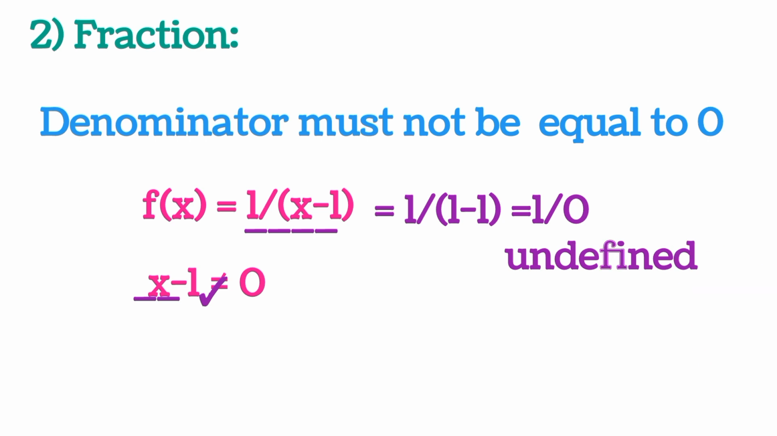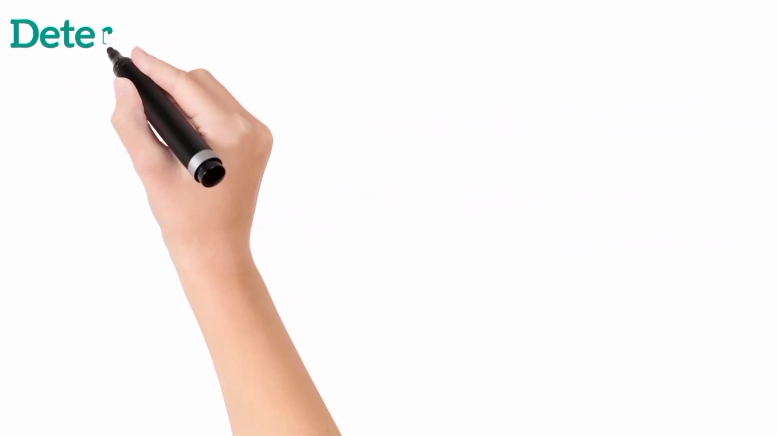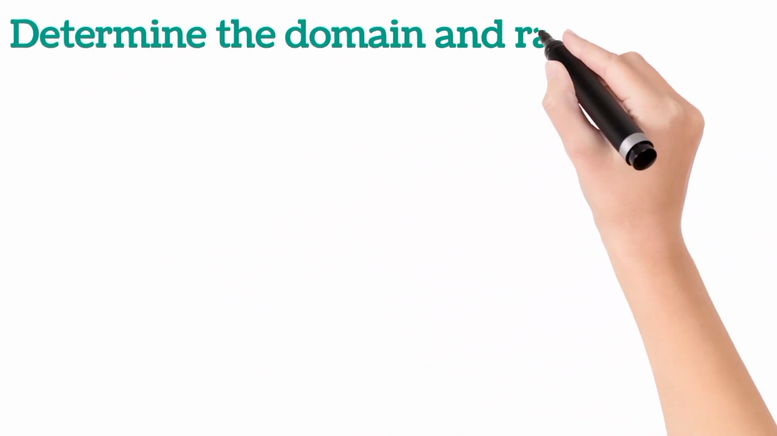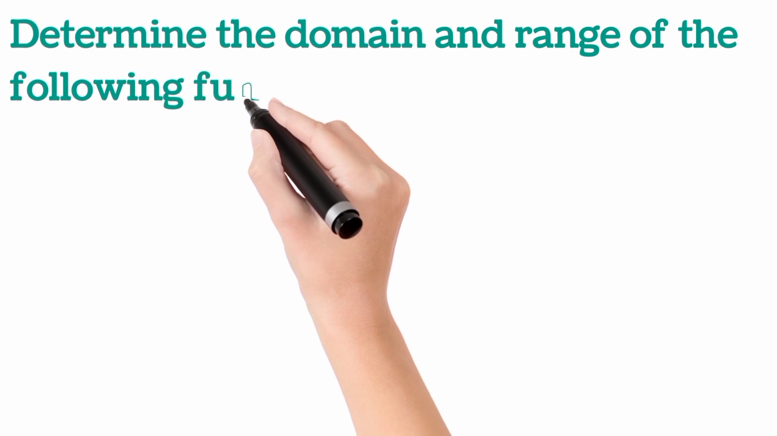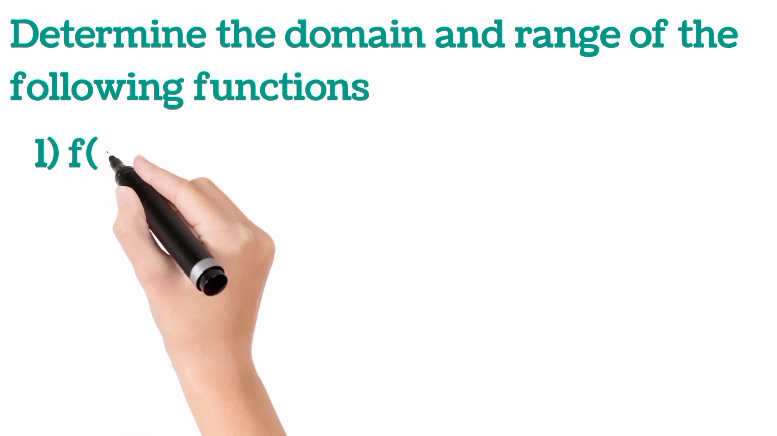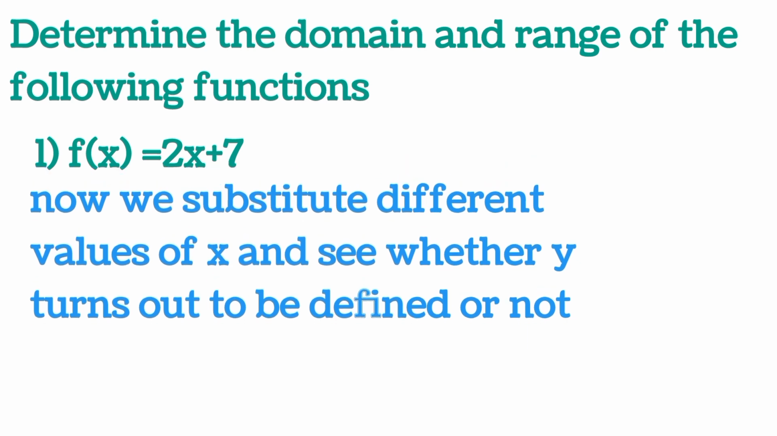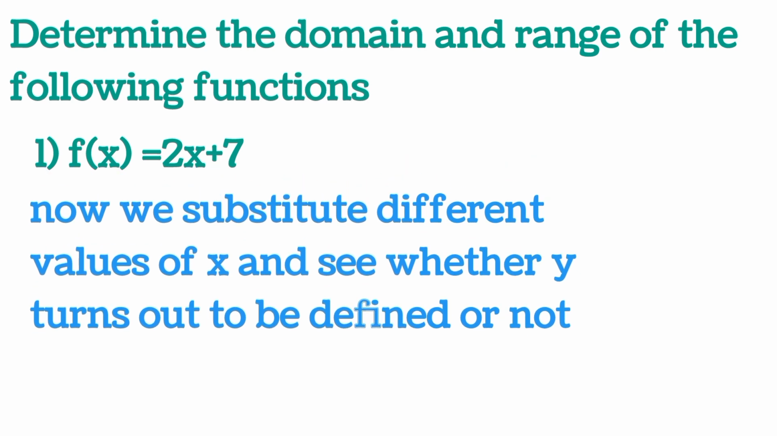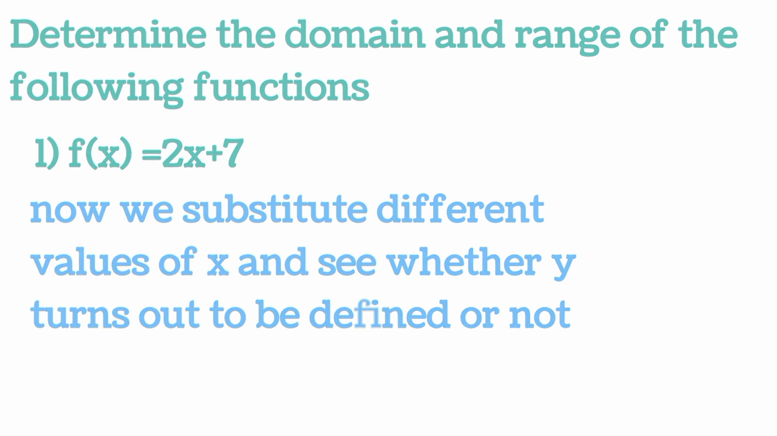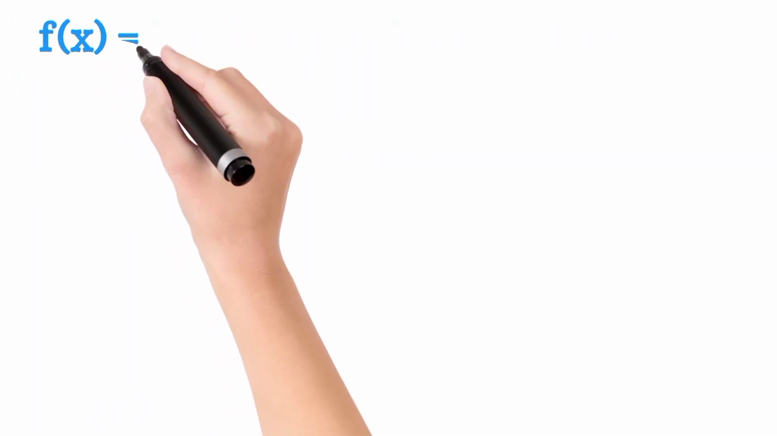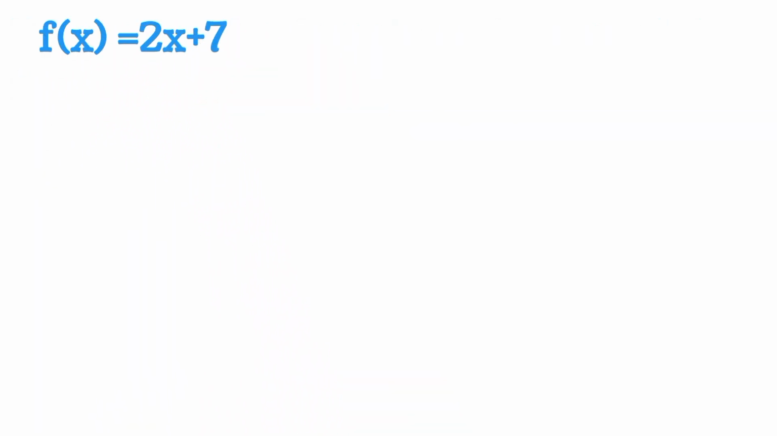Now to make it more clear, let me take some examples. So here is a question. Determine the domain and the range of the following functions. So the first question is f(x) = 2x + 7. Now we substitute different values of x and see whether y turns out to be defined or not. So f(x) = 2x + 7, this is given.